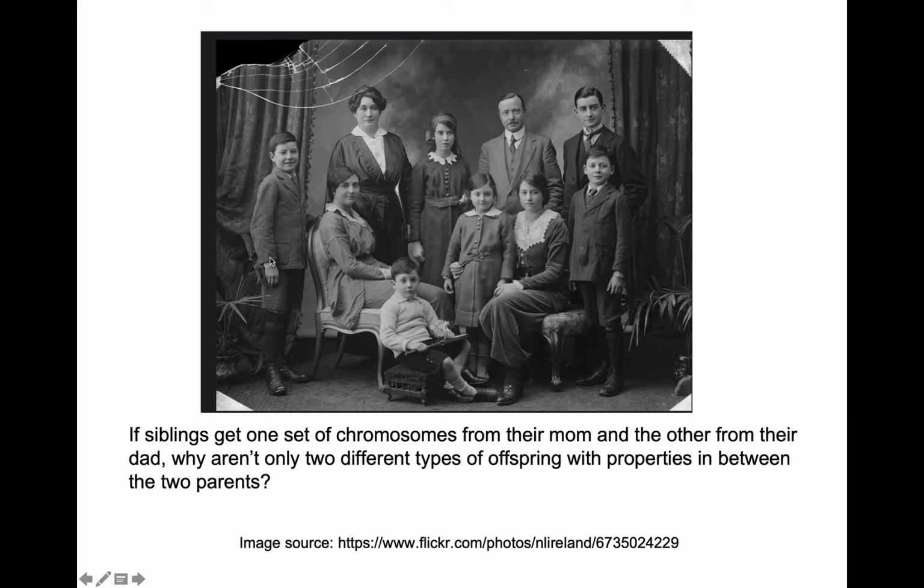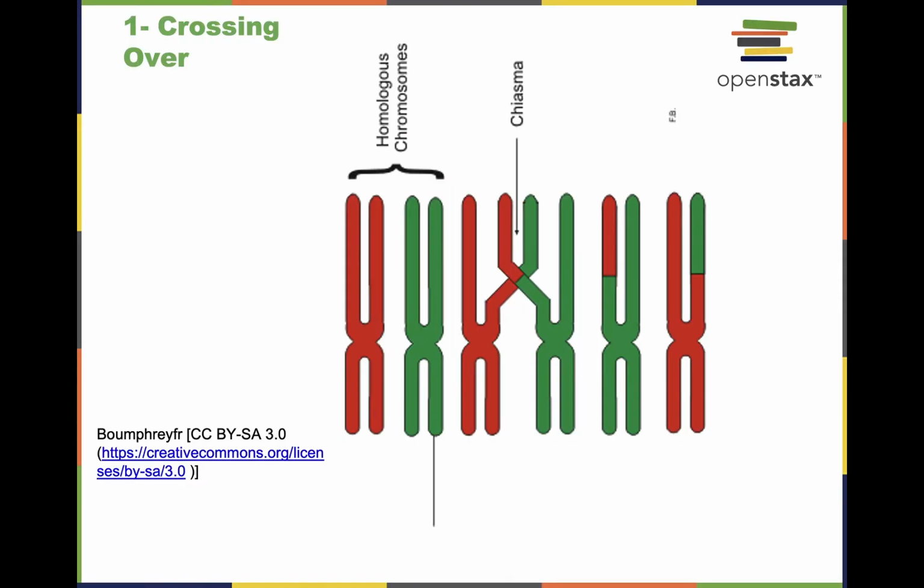is it 7? Did I count right? 1, 2, 3, 4, 5, 6, 7, 8 children. None of them are either a carbon copy of their dad or a carbon copy of each other. So how does that happen? There are 3 different mechanisms.